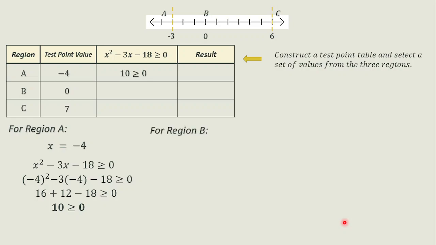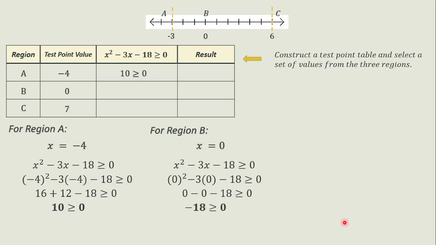Then for region B, let x is equal to 0. Copy the quadratic inequality, substitute the values. So 0 squared minus 3 times 0 minus 18 is greater than or equal to 0. So 0 squared, the answer is 0. Negative 3 times 0, the answer is 0. Minus 18 is greater than or equal to 0. So the answer is negative 18 is greater than or equal to 0. So ilagay na natin ulit siya sa test point table.